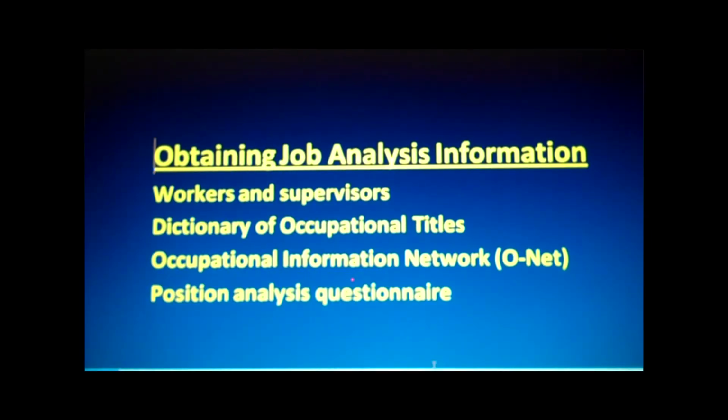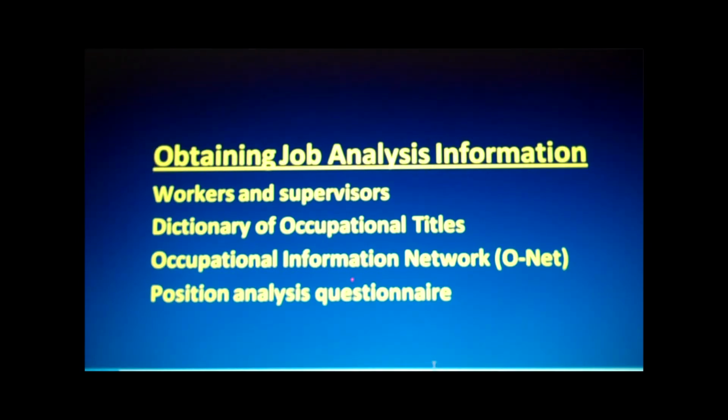In collecting job information, Human Resources can go to those actually doing the job, supervisors, or outside experts. There are also written materials available with information about specific occupations and what it takes to make those in those positions successful. Now, these sources include the Dictionary of Occupational Titles and the Occupational Information Network, called the O-Net. Research agencies can also help with position analysis questionnaires.